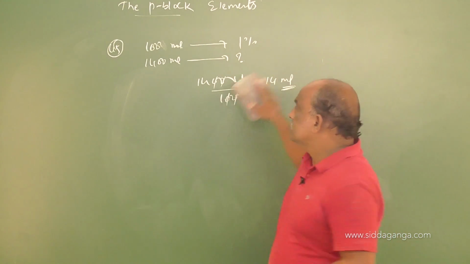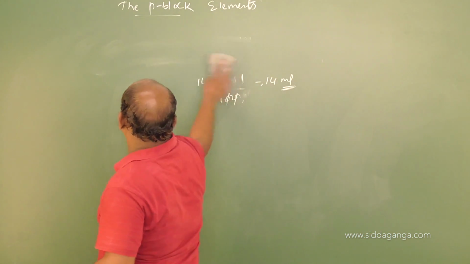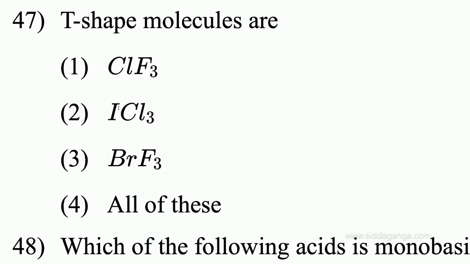question number 47. Very, very important. Question number 47: T-shaped molecules.